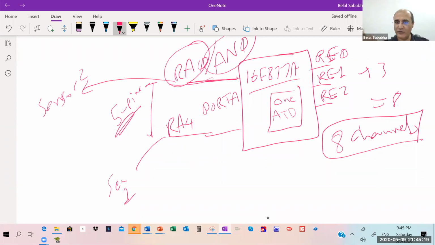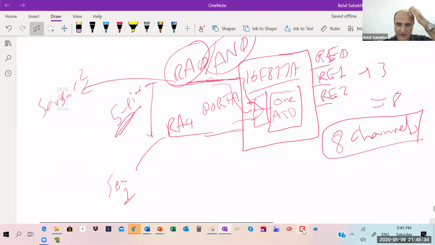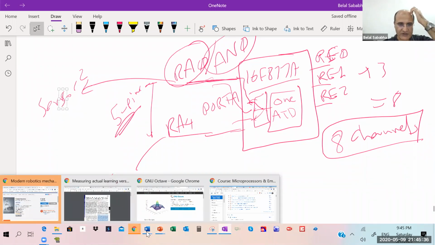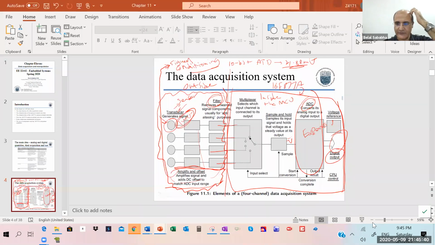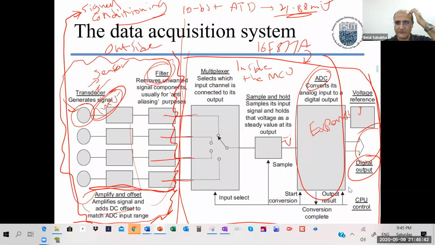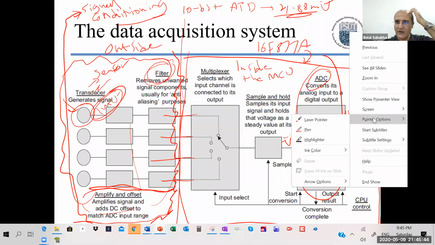Okay? I don't have 8 A to Ds, meaning not each one of these is connected to an A to D. They are all connected through a multiplexer. Here is the selector, something you can switch, which is presented better than my drawing in this slide. Where is it? Here. Let's clean the slide a little. How do I erase?